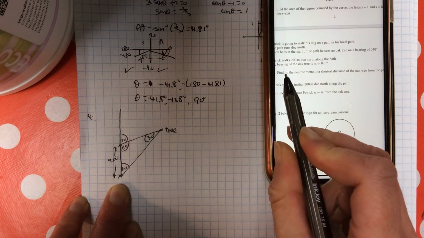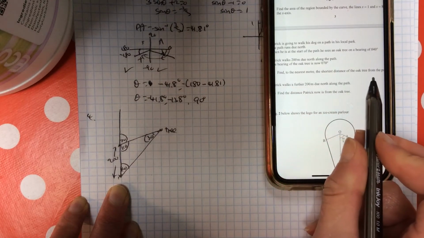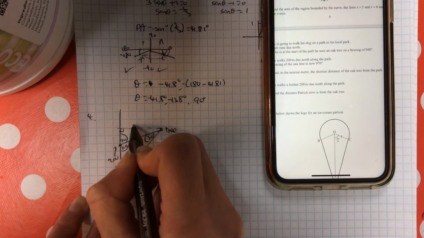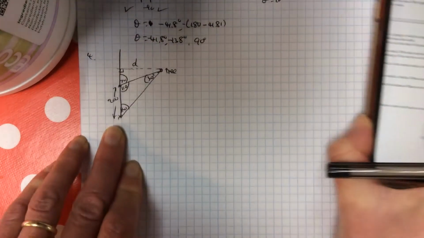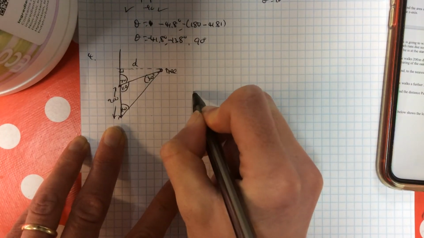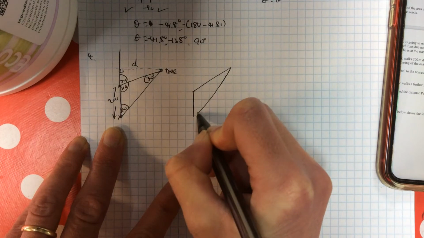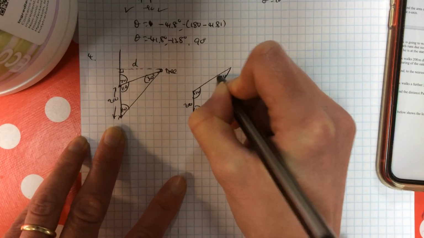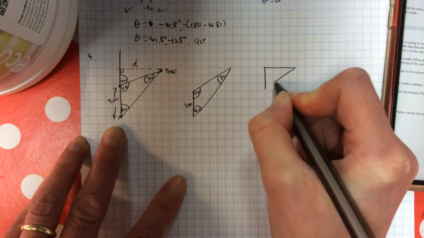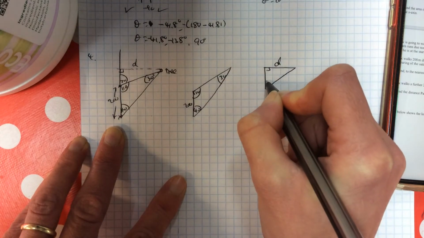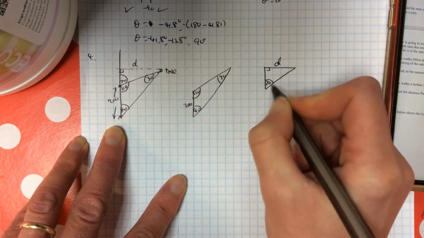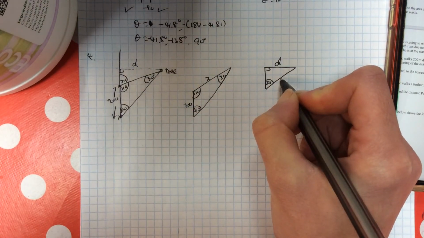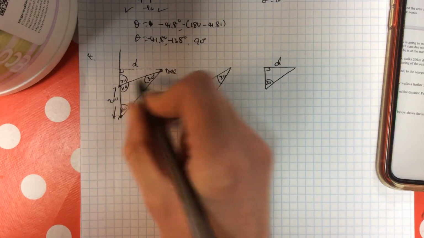The question then says, find, to the nearest meter, the shortest distance from the tree to the path. So I want to find this distance here. Now, you can see two triangles in there. First of all, you've got the bottom triangle, 200, 40, 110, and 30. And then you've got the right angle triangle, so that's going to be using SOHCAHTOA, D, and 70. I can't use this triangle yet because I don't have enough information. This side here is the link between the two triangles. So I'm going to work this distance out.